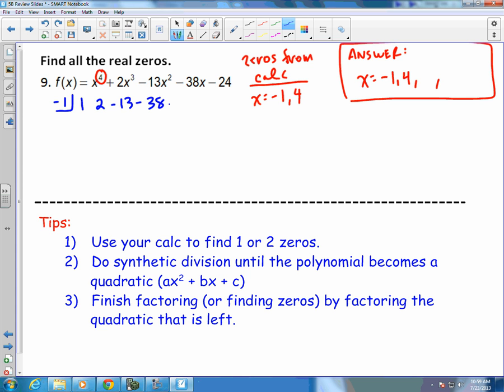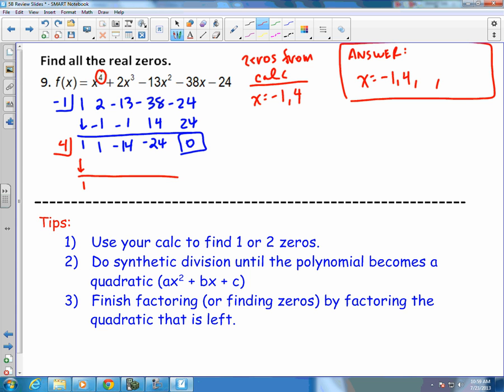Much like the last problem, there's no missing exponents, so I can just write the coefficients straight across. So I'm just going to do synthetic. -1 comes down, -1 times 1 is -1, -14, 14. It's going to give me -24, 24. And you know you did it right because your remainder is 0. From here, I'm just going to jump right in with my other zero, and I'm going to add straight down. So I bring down the 1, 4, I get 5. 4 times 5 is 20. -14 plus 20 is 6.